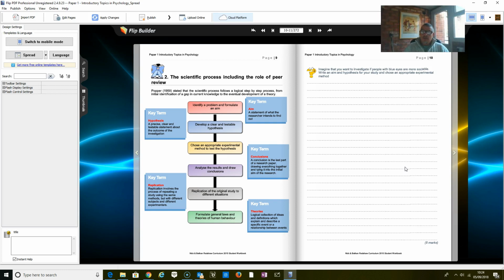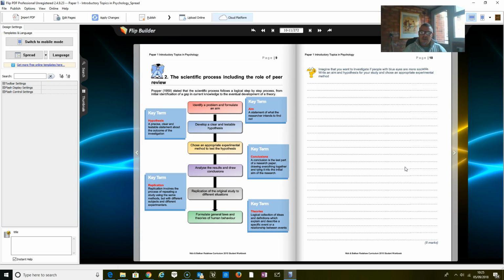The third step is choose an appropriate experimental method to test the hypothesis. An experimental method might be a lab experiment, a field experiment, a natural experiment. We'll cover these later in the course. The next step, analysis of the results and draw conclusions. Conclusion is the last part of a research paper, drawing everything together and tying it into the initial aim of the research. So in other words, you look back to the aim and then you make a conclusion whether or not your research has fulfilled them.